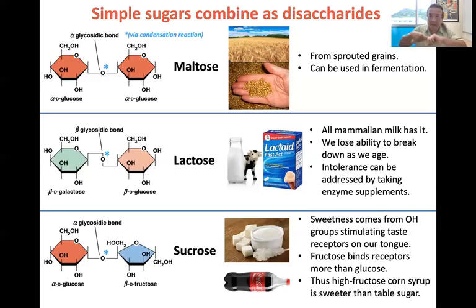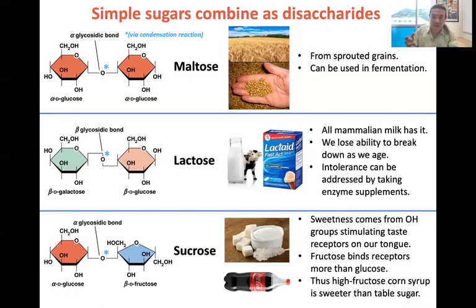Glycosidic bond means a bond that's formed between two sugar molecules, two sugar monomers. I put a little asterisk here to remind us that this happens via a condensation reaction, right? So in the formation of this bond, a molecule of H2O is released. Two glucose molecules like this is what maltose is. So maltose is a disaccharide.